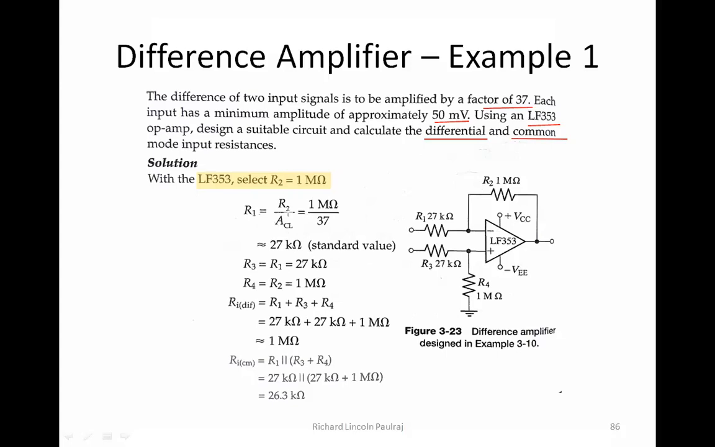So when I substitute this value, 1 mega ohm divided by R1 is equal to 37. ACL is equal to 37. How did I get that? I got that from the problem, 37. So can someone tell me if this value is correct? 27 kilo ohms. Are we able to get that?